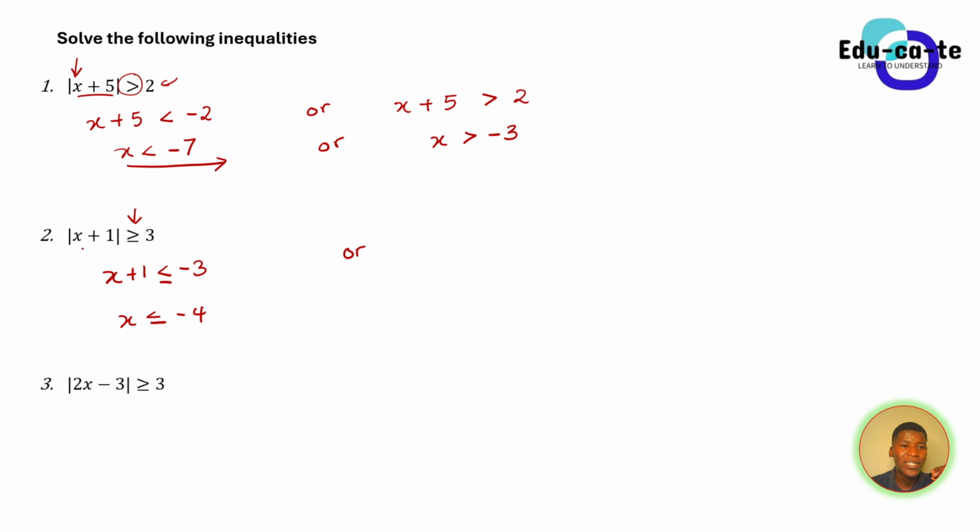Or you can have what? You can have the expression x plus 1. Whatever is under the absolute value sign, just write it. X plus 1 can be greater or equal to what? To positive 3. If you are using less than, you use negative 3, negative of this number. If you are using greater than, you use positive of the number. So here in this case, x must be greater or equal to 3 minus 1, which is 2. So x must be greater or equal to 2.